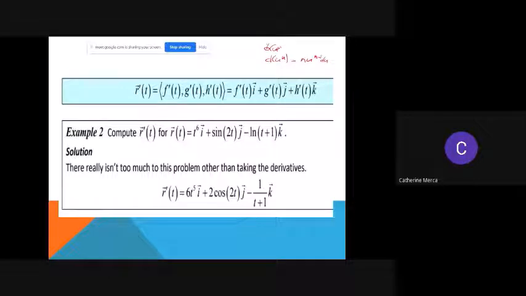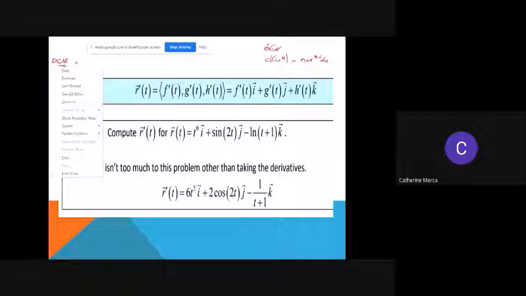Derivative, dapat i-memorize ninyo ito. D, C, N, S. Ang derivative ng cosine is negative sine, and the derivative of sine is the positive cosine. So ito lang ang memorize. You associate the derivative of cosine is negative sine. The derivative of sine therefore is positive cosine.